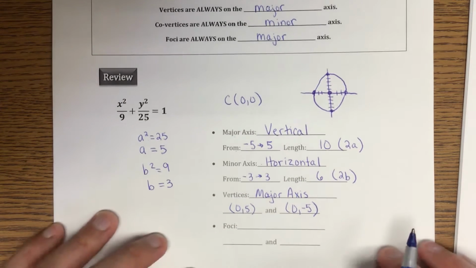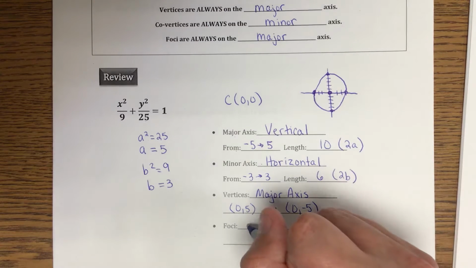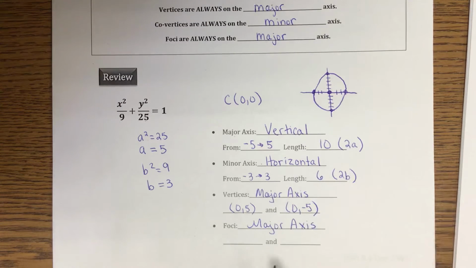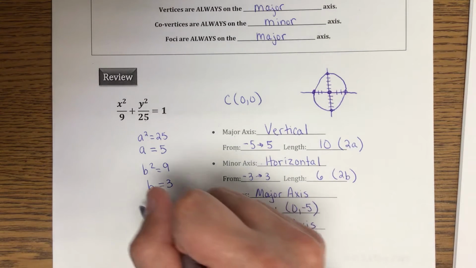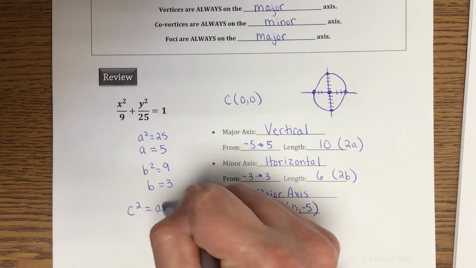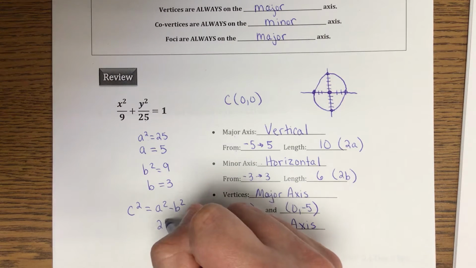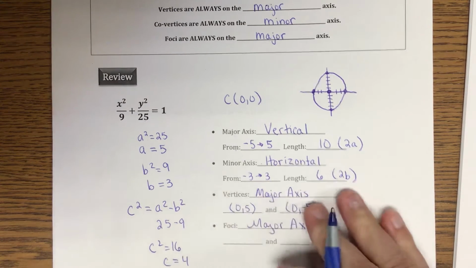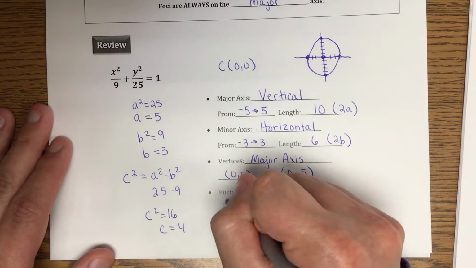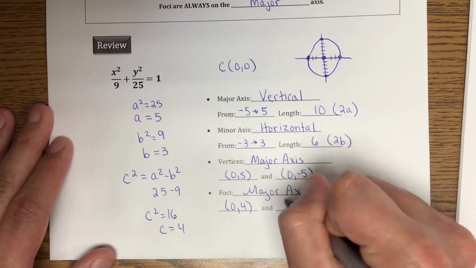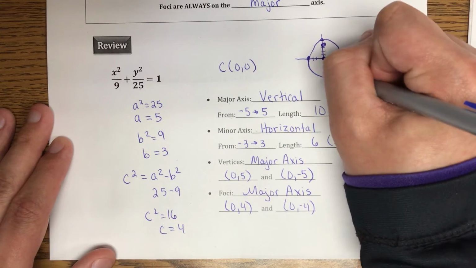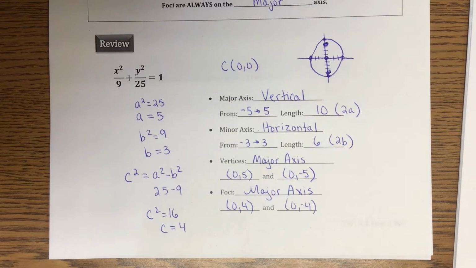And then for the foci, those are also on the major axis. A lot of repetition here with these questions, but they're really trying to emphasize them. And I would have to find the c value by using this relationship here. I think c comes out to be 4. And so those would be at (0, 4) and (0, -4). They would fall right here and right here. And there it is. So just a quick review of what we talked about in the last video.